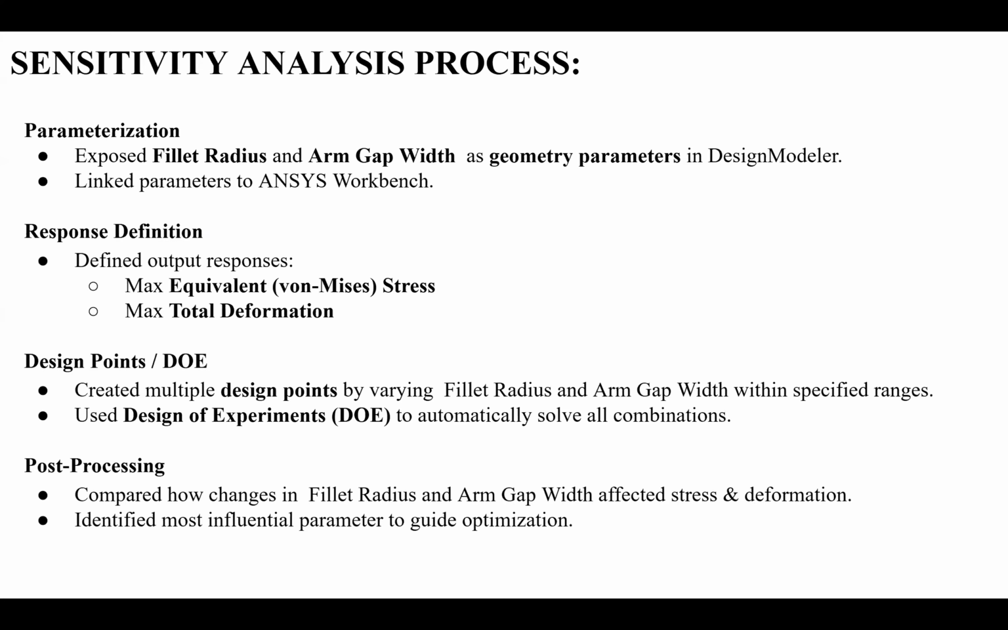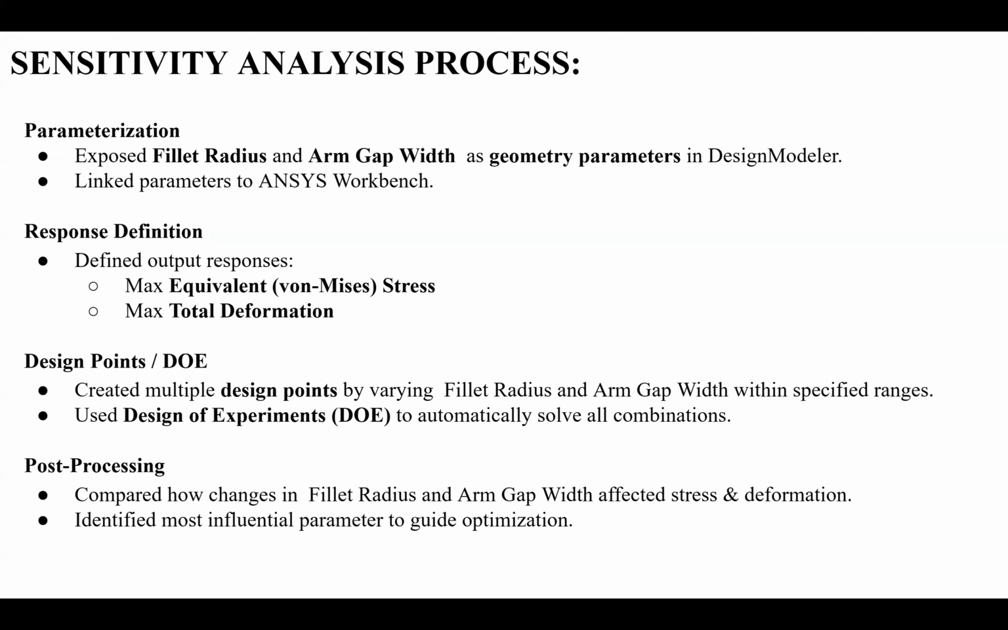The first step in this process was to parameterize. So in Design Modeler, we expose two major design variables: one is fillet radius and the other is arm gap width. Next, we defined the responses that we wanted, that is the maximum von Mises stress and the maximum total deformation.